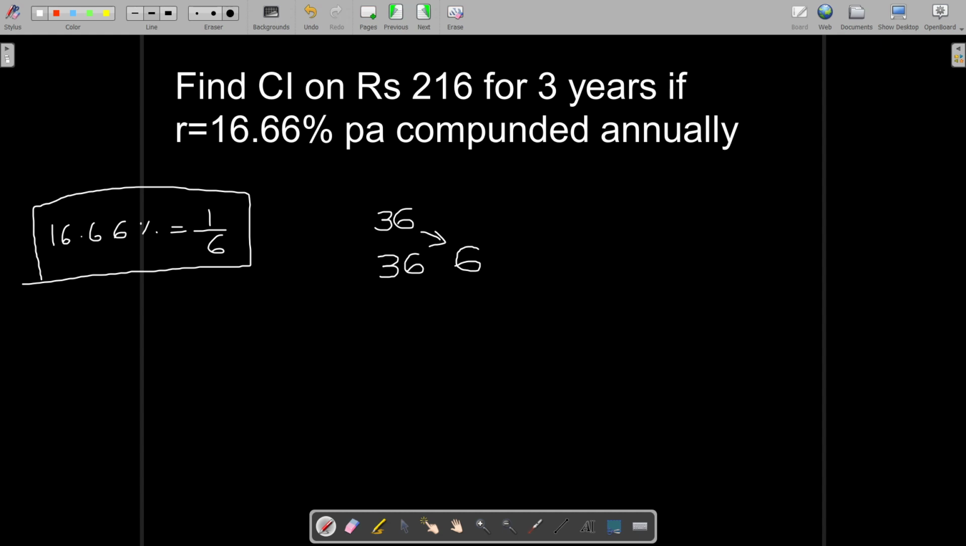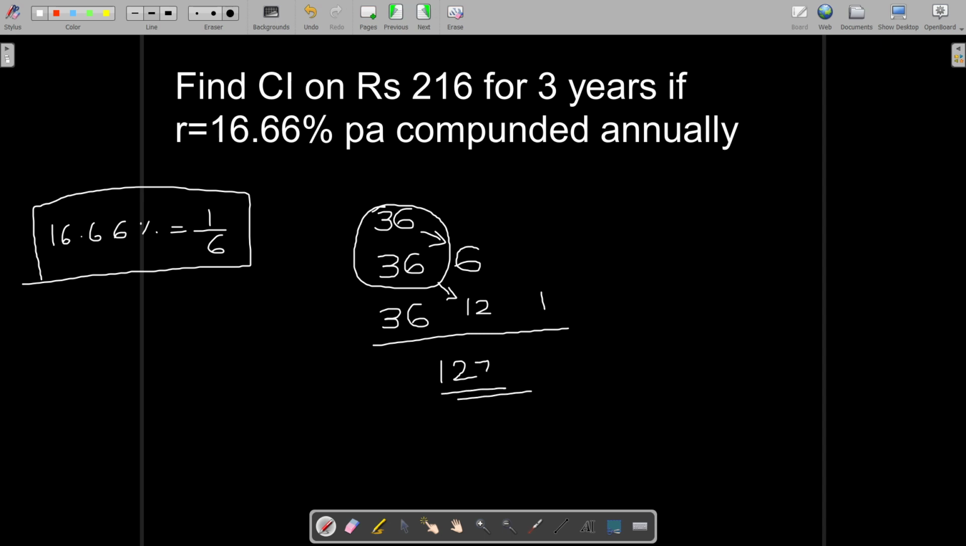For the third year you will get an interest of ₹36 on the principal, and this previous interest of ₹72 will give you an interest of ₹12, and this ₹6 will yield you an additional ₹1 interest, giving you a total of ₹127 as interest. You should try to draw this tree by yourself. Now moving on to the next topic.